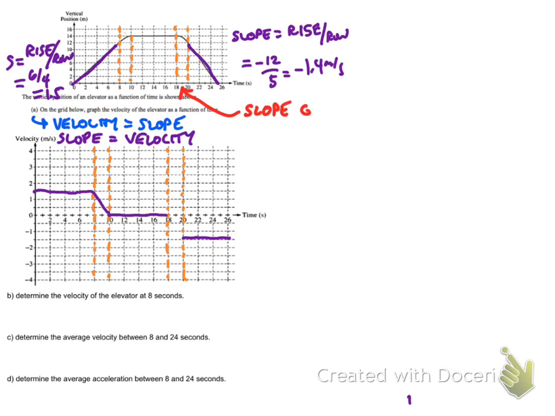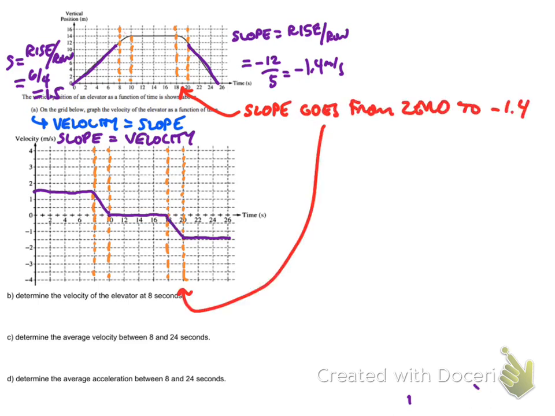And then I look at that spot that I skipped. The slope goes from 0 to negative 1.4, so I draw in my line starting at 0 and going down to that negative 1.4.